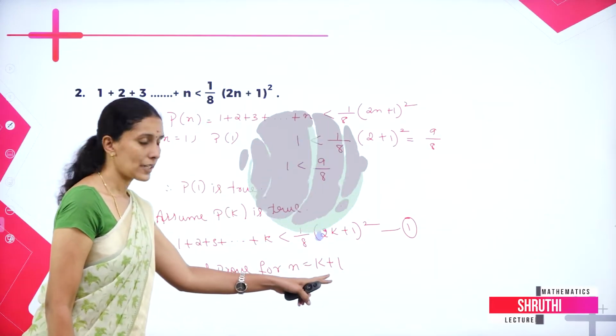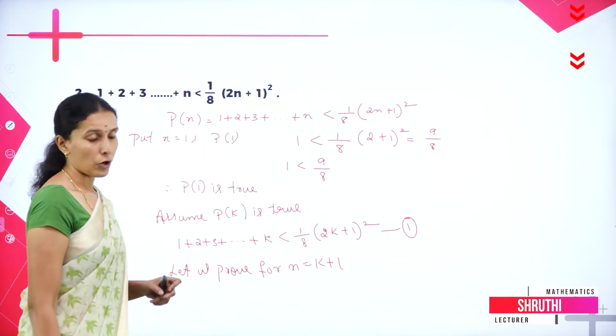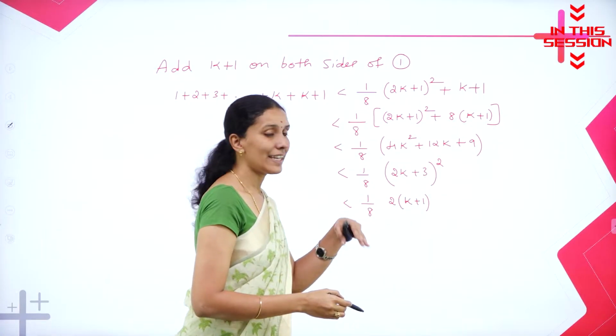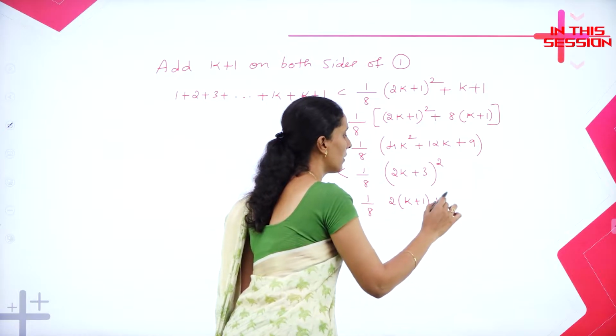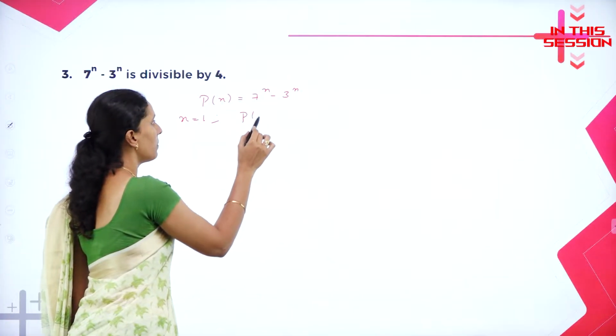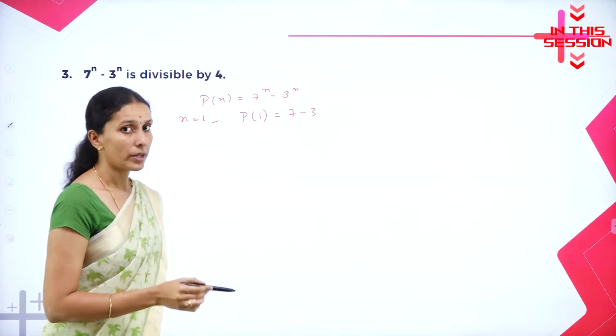If you want to prove the result for k plus 1, so you have this till k, add k plus 1 on both sides. So if you write 3 as 2 plus 1, we can take 2 as a common factor. So it is k plus 1 whole square. If n is equal to 1, then p of 1 is 7 minus 3, because 7 power 1 is 7, 3 power 1 is 3.